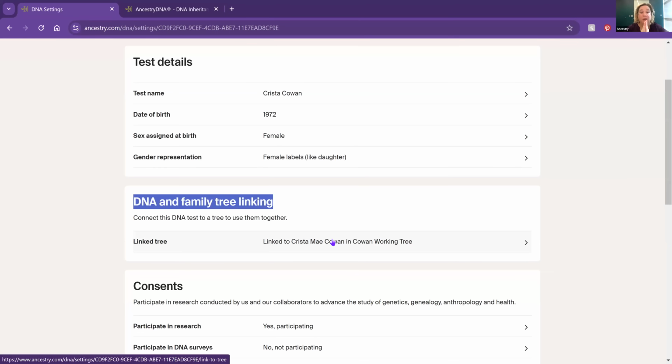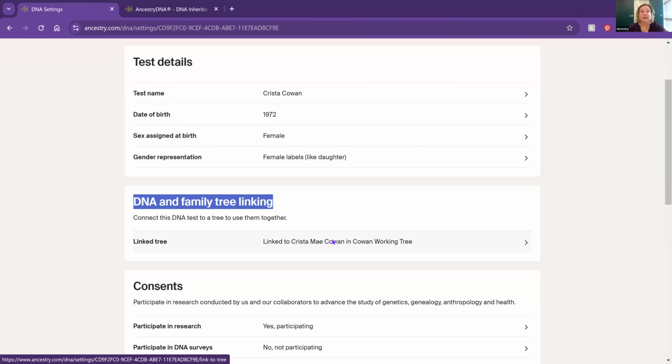Now, this is really important. You want to make sure that the test is linked to the person in the tree who took the test. So if you took the test, this is your test results, you need to be in your tree. I know some of you have trees that you've started with, like you started it with your mom or your grandpa, and you've got multiple trees. Your DNA can only be linked to one tree, and it needs to be linked to the person in the tree who took the test. That's super important, okay?